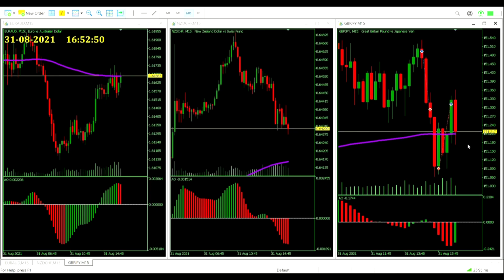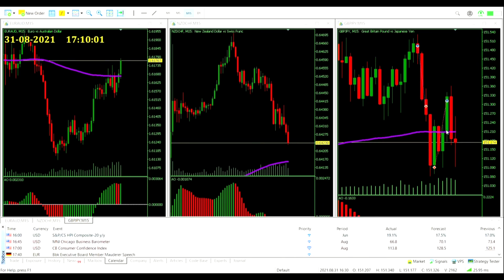Price coming down sharply on that pound yen chart over here on the right. You can see it knocked us out up there, right at the top, and now it's coming back down. Here it comes. 10 past 5 now, no signals on any of them. Price continuing to come down a little bit on the pound yen there.